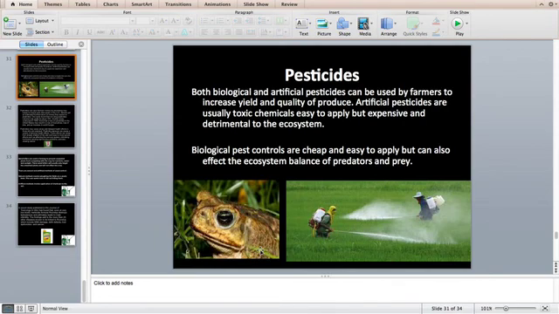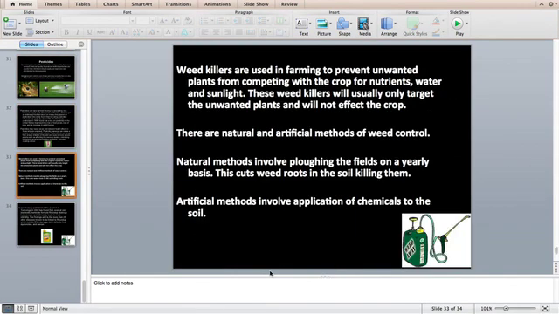We can also spray chemical pesticides on our crops to prevent animals from eating them, and also herbicides are weed killers. So you might not want weeds growing in your crop because otherwise they'd be competing for minerals in the soil and competing for light and water. So you might spray your crop with some herbicides as well.